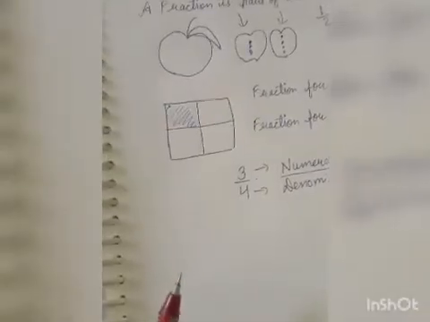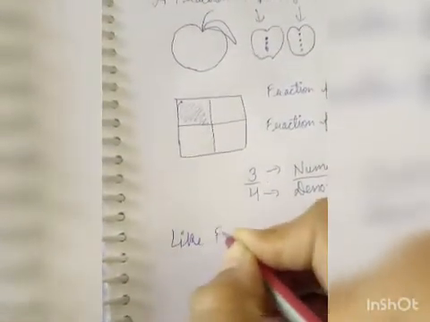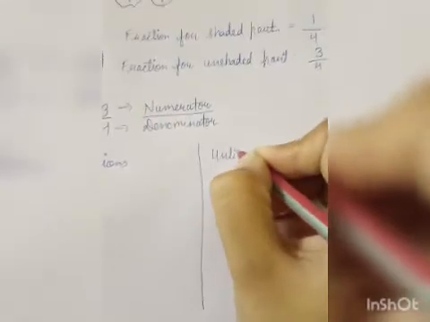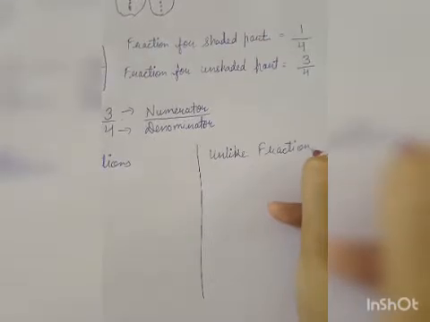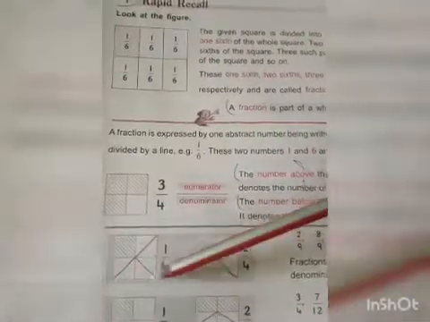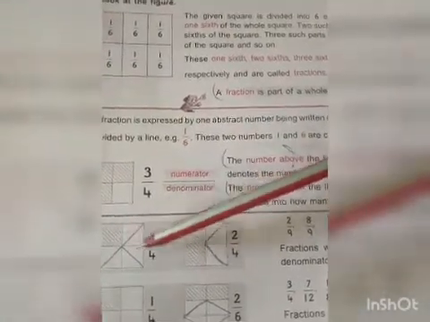Okay, so our first topic is like fractions, and our second topic is unlike fractions. As you can see in your book, we have one shaded portion out of 4. 1 2 3 4, one is shaded. So for this our fraction will be 1 by 4.